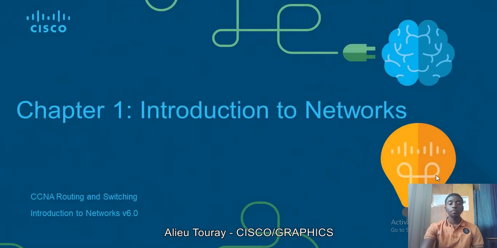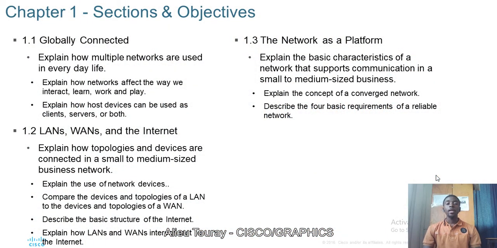First, what we expect is an introduction to networks: what networks are, what the different types of networks are, how we provide network connectivity, and so on. What do we expect to capture today? Before the end of this chapter, the objectives are how networks are used in our everyday life. Then we talk about LANs, WANs, and the internet: what LANs are, what WANs are, and the difference between WAN, LAN, and the internet.